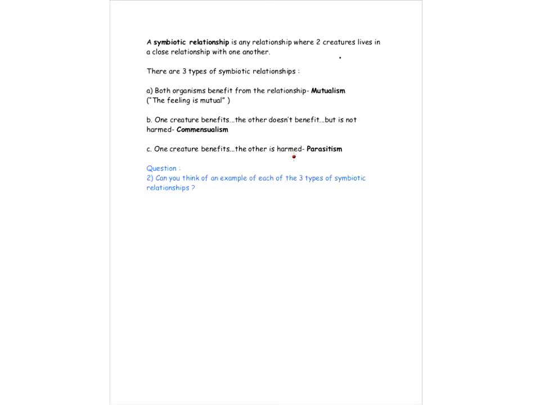So anyways, question, guys, is can you think of an example of each type of symbiotic relationship? So you've played it before, eh, Austin? Pretty cool game, eh? So mutualism, for example. Both organisms benefit. Can you think of an example in the animal kingdom or any kind of kingdom?